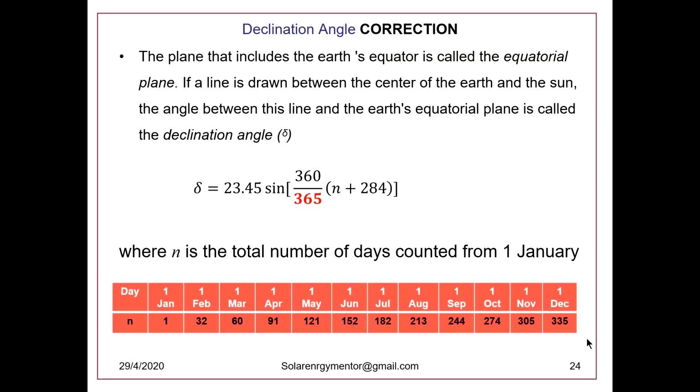The second correction was in the declination angle. The expression for declination angle was written like this: 23.45 sine 360. It was written as 360 only. Actually, it should be 365. Now it is corrected as 365 into bracket n plus 284. So these corrections should be noted.